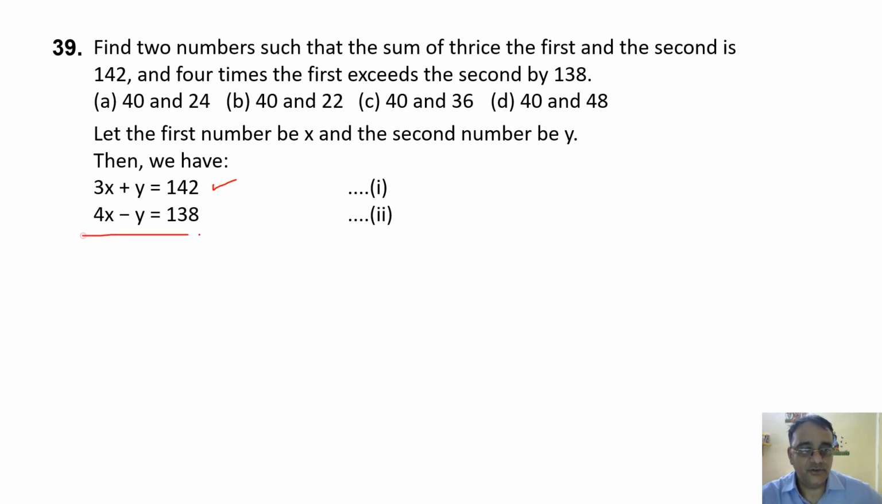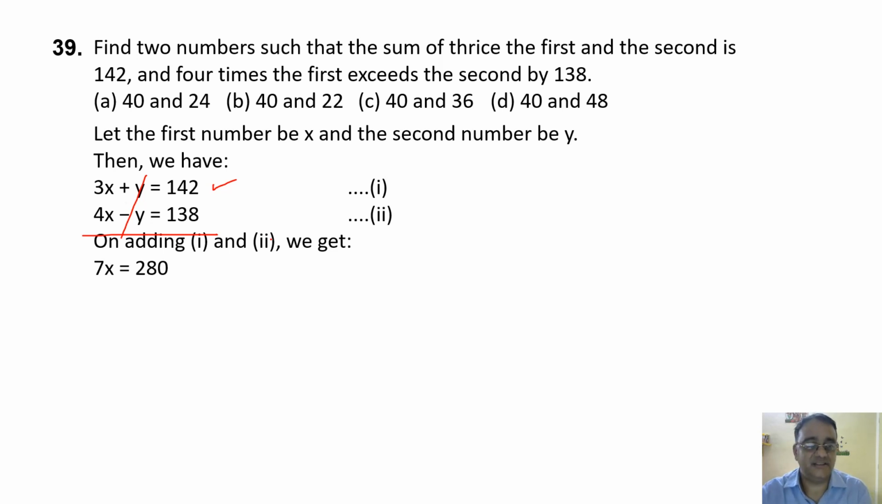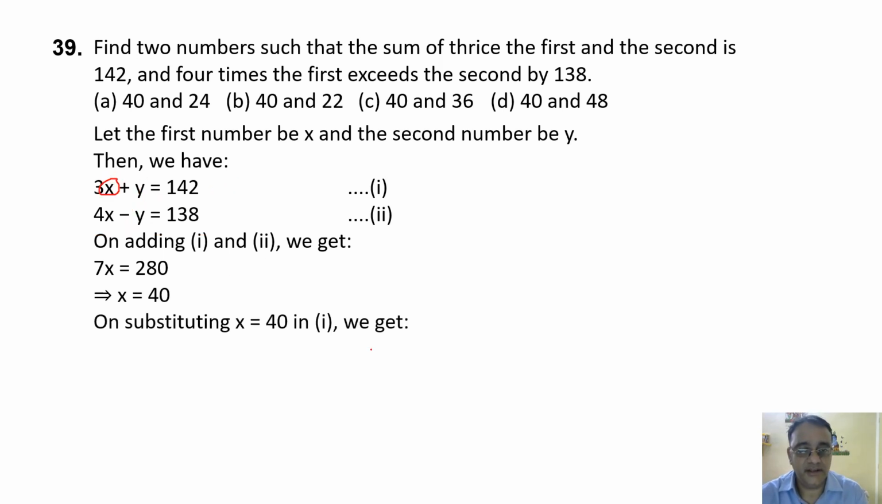Now what we have to do, we have to add. So if we add, we'll get 7x is equals to 280, right? So what is the value of x? 40. Now substitute the value of x in first equation यहाँ पे. So 3 into 40 plus y is equals to 142. तो ये 120 हो जाएगा.